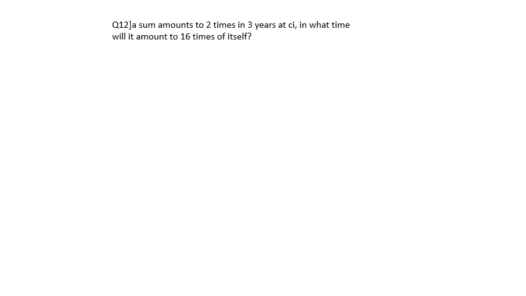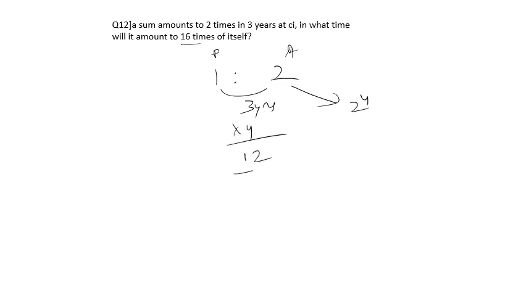Now a sum amounts to 2 times in 3 years at CI. In what time does it amount to 16 times of itself? Okay, fine. Sum means principal becomes amount. 2 times happens in 3 years, guys. Now this will become 16 times of itself. 16 times means 2 to the power 4. If this becomes 2 to the power 4, then the years will be 3 into 4. This is 12 years, right?